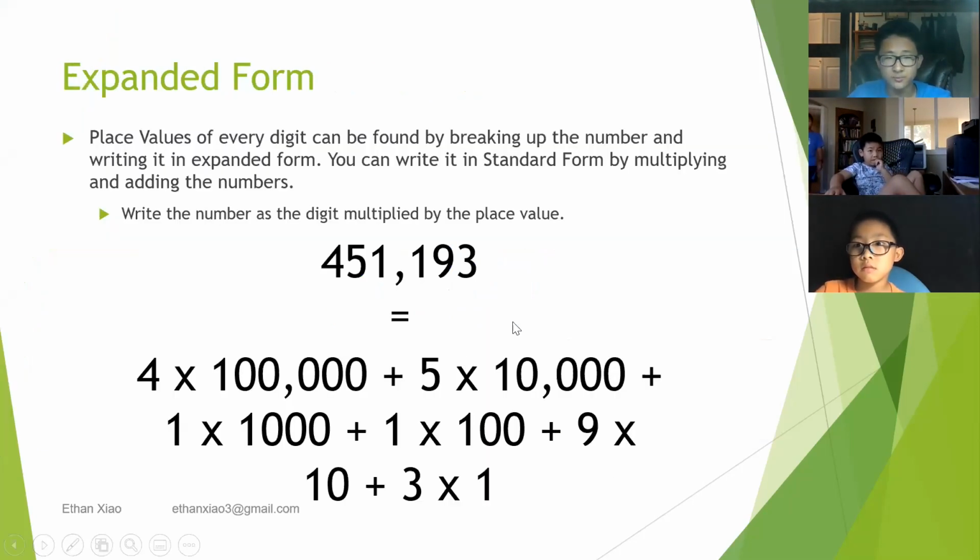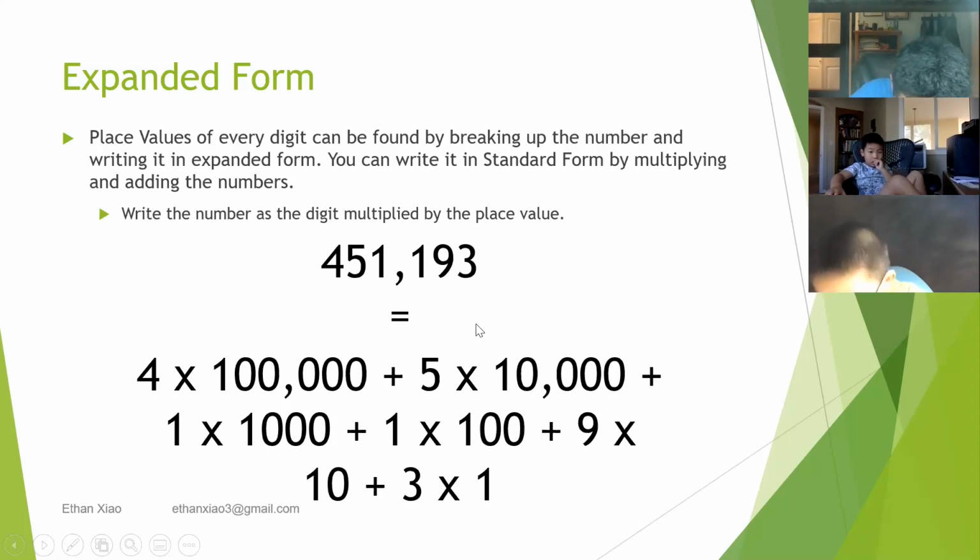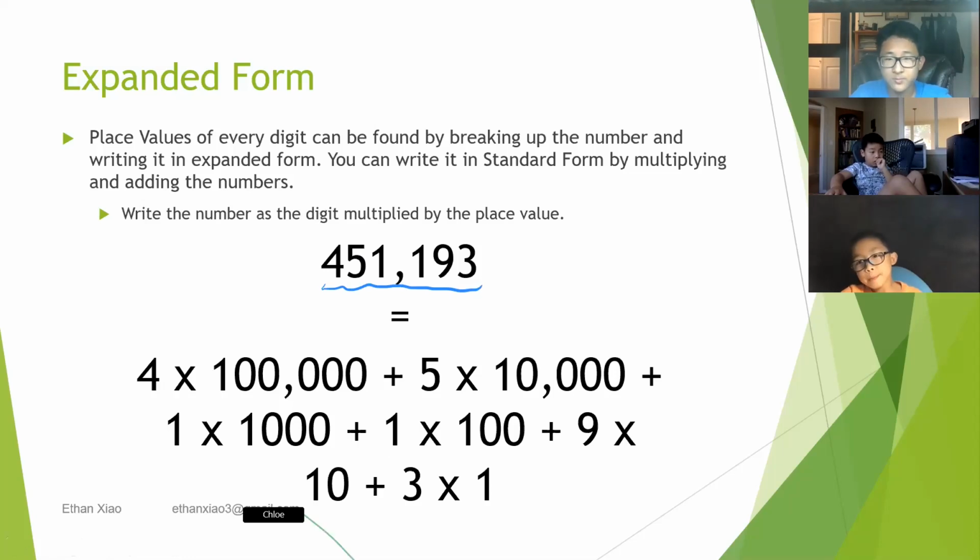So, expanded form. Expanded form is another way to write a number. The place values of every digit can be found by breaking up the number and writing it in expanded form. You can write it in standard form by multiplying and adding the numbers. You can just multiply all these numbers and add them together to make the normal number. This is the number we want to write in expanded form.